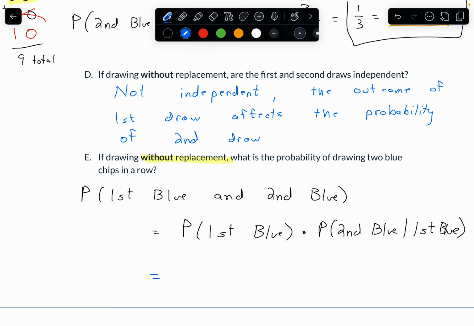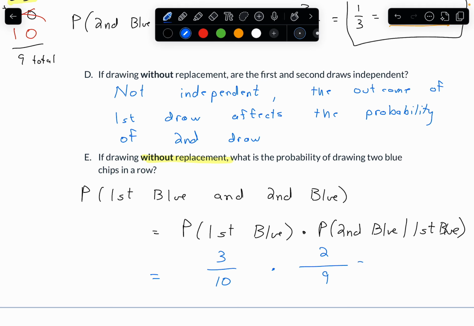So the probability that the first is blue, we did that in part A. There were 3 blue chips out of a total of 10 altogether, and I'm going to multiply that by the probability that the second is blue, given that the first is blue, and knowing that we are drawing without replacement. So without replacement, I've taken a blue chip out, which means 10 goes down to 9. There's only 9 chips remaining. And I've taken away a blue chip, which means instead of 3 blue chips remaining, I now only have 2. And then I would just go ahead and multiply these 2 fractions.